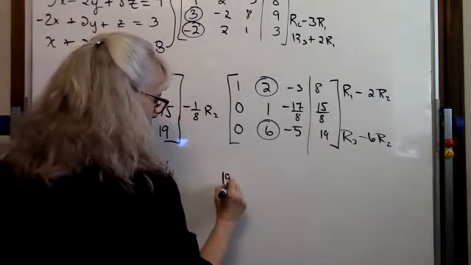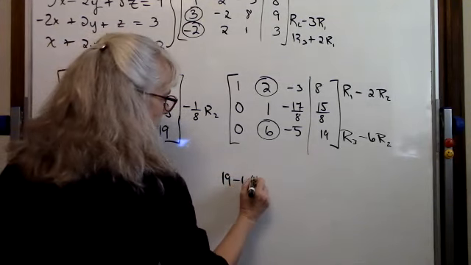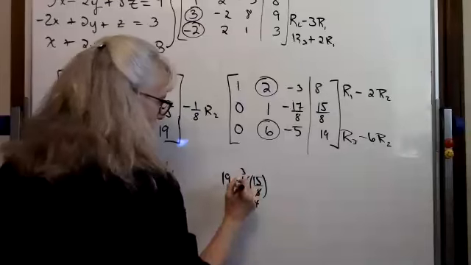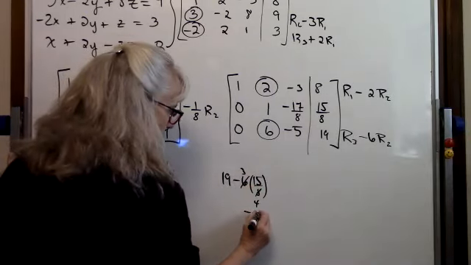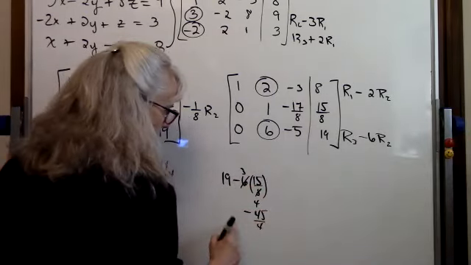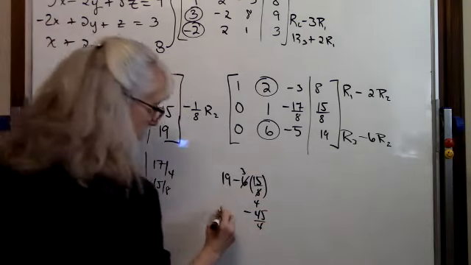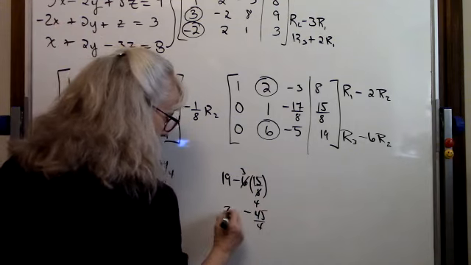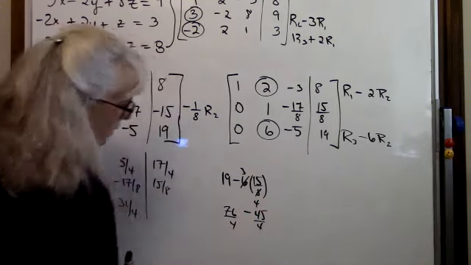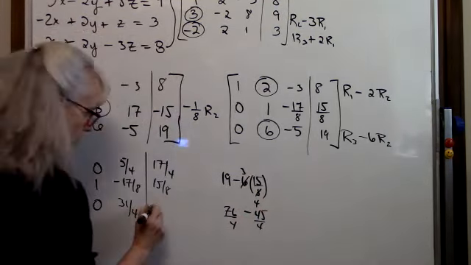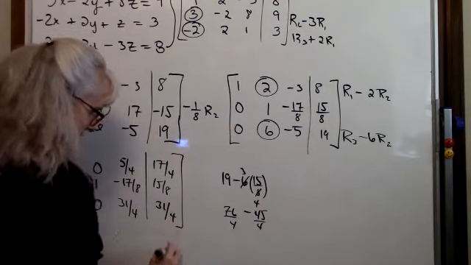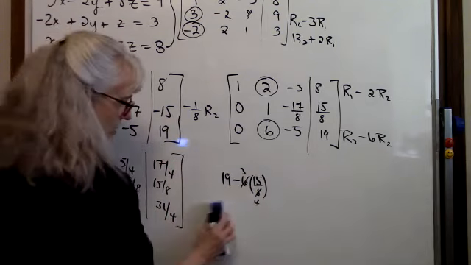So now we have that 19 minus 6 times the 15/8. Same manipulation again. It's 45/4. 4 times 19 would be 76/4. Yeah, 76/4 minus 45/4 is 31/4, which feels really good right now. Yay! So there's the next row.